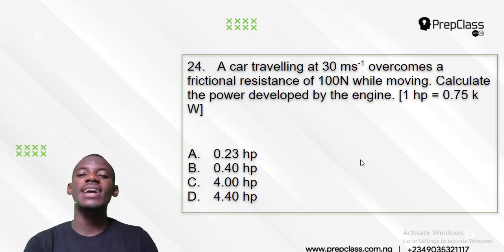Let's check out number 24. A car traveling at 30 meters per second overcomes a frictional resistance of 100 Newton while moving.